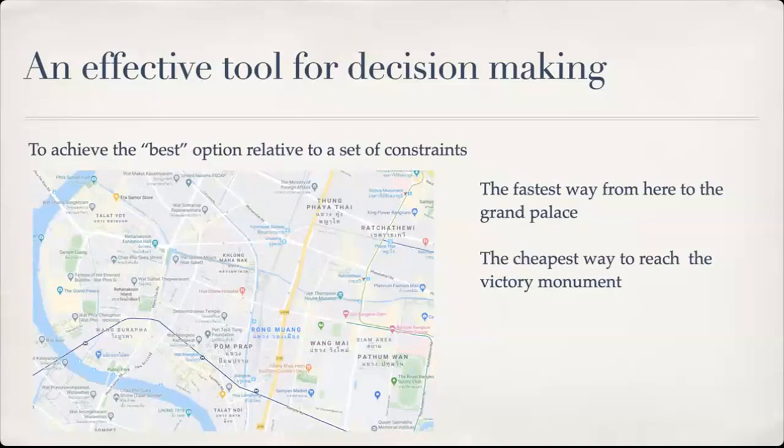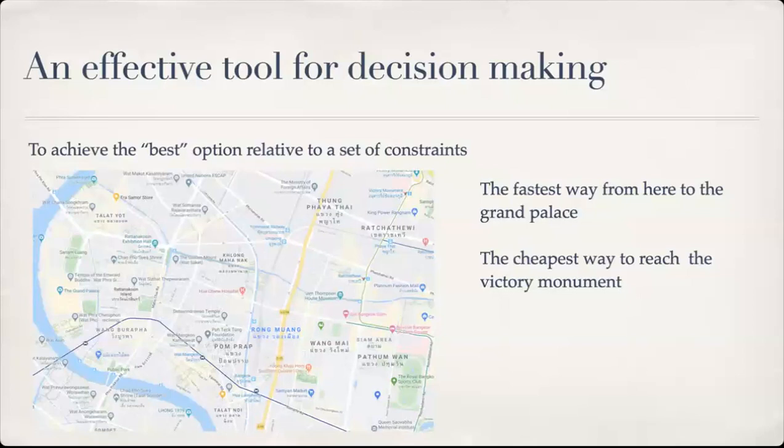So what does it mean, fastest way? You want to minimize the traveling time, right? Travel time from here to the Grand Palace, okay? And you have a set of constraints. For example, you have only 100 baht in your pocket, so you cannot spend more. What is your constraint? We have a number of constraints in everyday life.